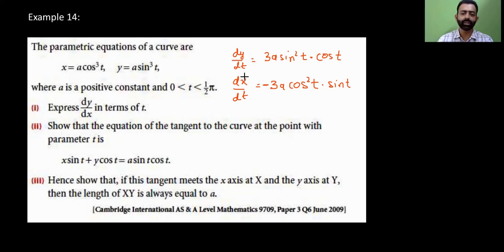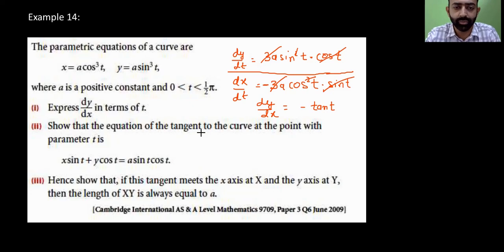And dy by dx is, you just divide these two equations. Okay, in LHS you will get dy over dx is equal to, 3a will get cancelled with 3a, this single cos t will get cancelled with this single cos t, and this sin t will get cancelled with this sin t. You get minus sin t upon cos t, which is minus tan t. Okay, this is your first part.